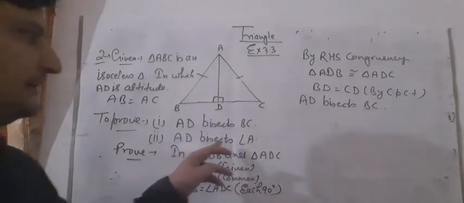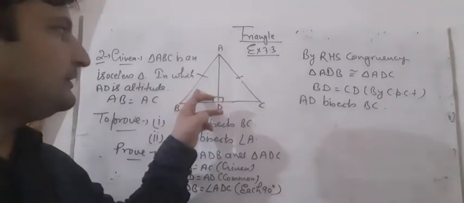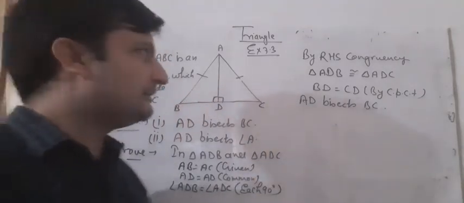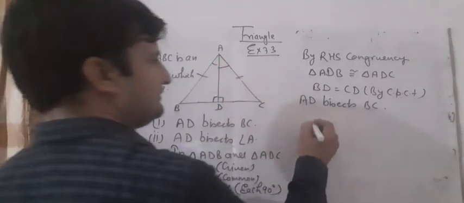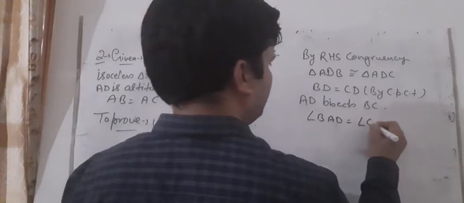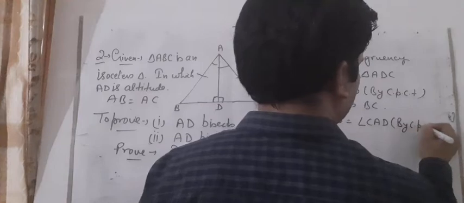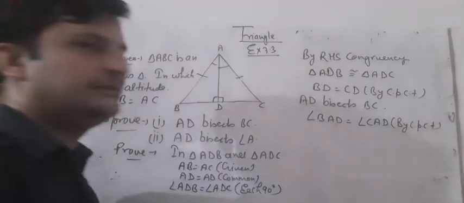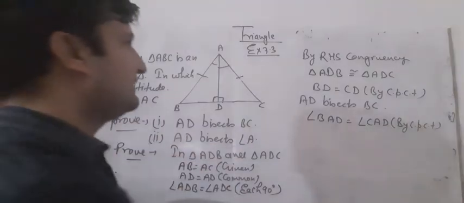And the second one is AD bisects angle A. AD bisects angle A also. We have proved that these two triangles are congruent to each other. It means we can say that this angle is equal to this angle also. So we can say that angle BAD is equal to angle CAD. This is also by CPCT. By CPCT, we can say that AD bisects angle A.